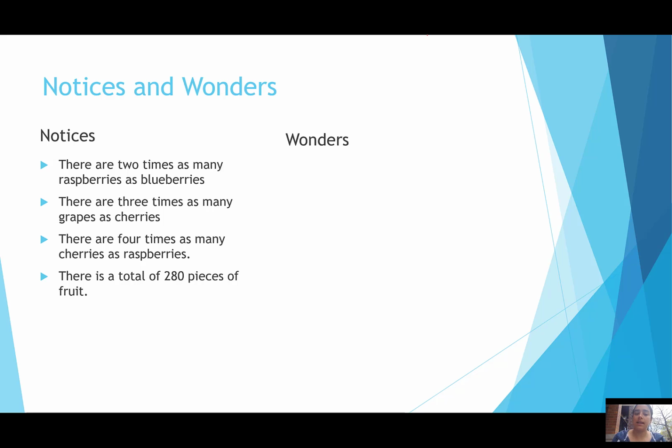There are 2 times as many raspberries as blueberries. There are 3 times as many grapes as cherries. There are 4 times as many cherries as raspberries. There is a total of 280 pieces of fruit. Times is telling us to multiply. So there's going to be some multiplication element in this.